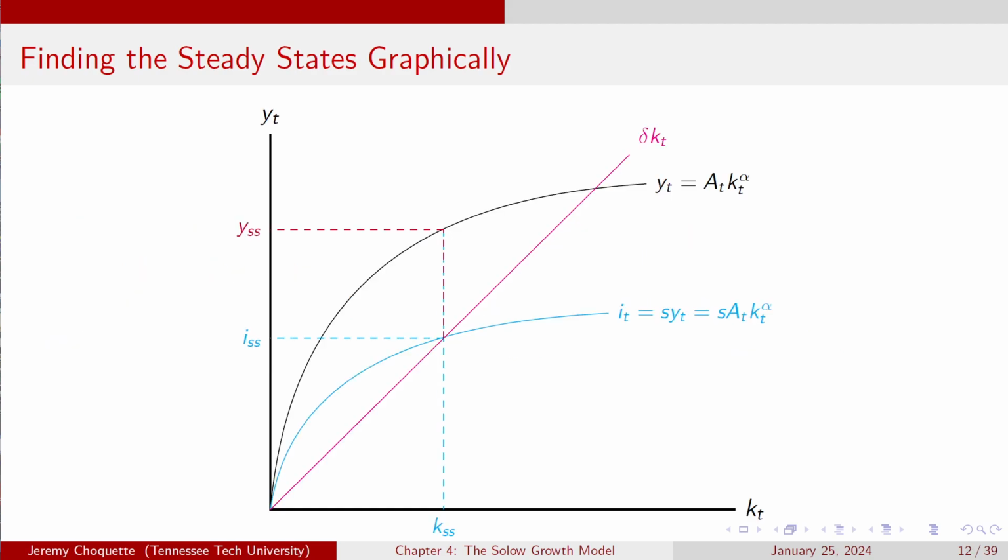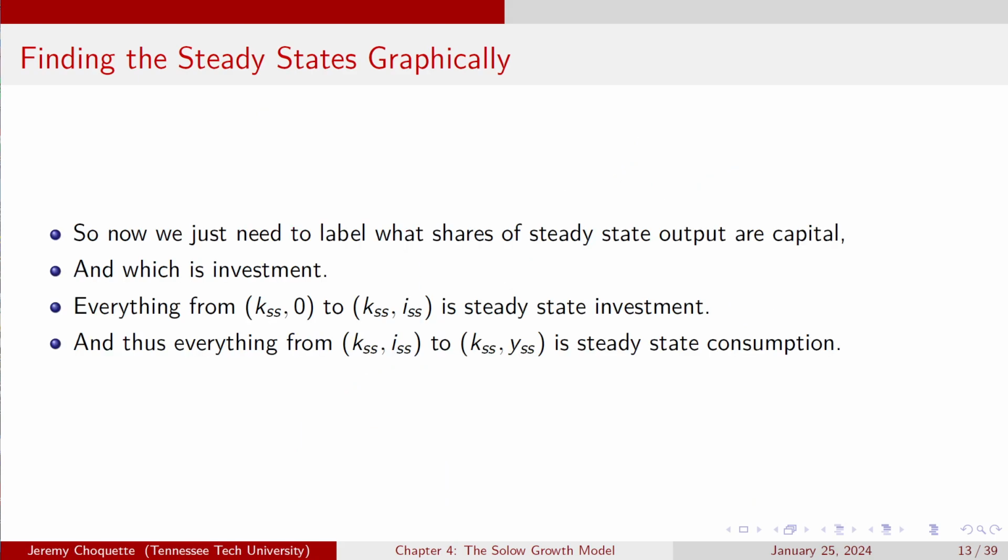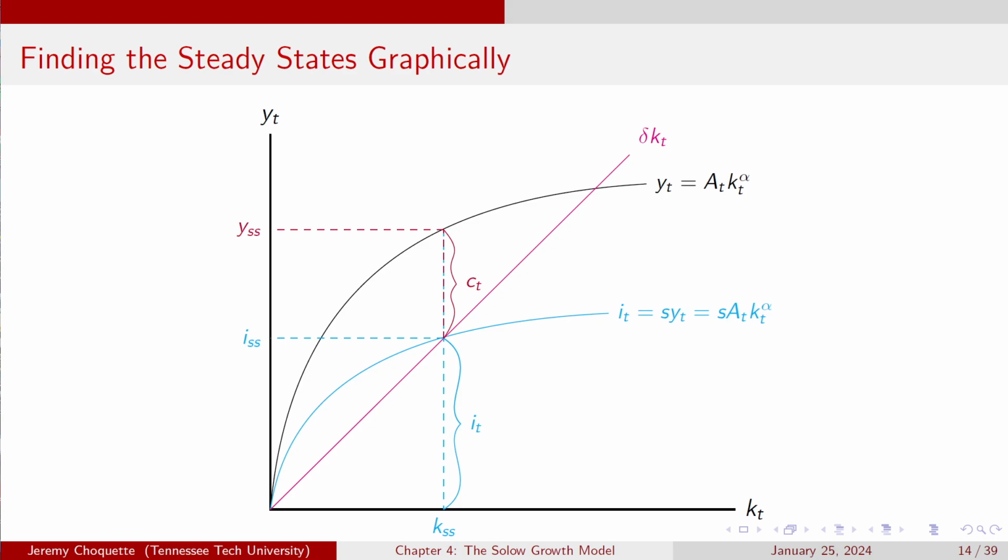And then if you look, you add those two vertical amounts together and you get steady state output. So this is telling me steady state output is split up between steady state consumption and steady state investment, just like that resource constraint was telling us, y equals c plus I. So I just label everything from the k-axis up to that blue curve as investment, and then everything from that blue curve up to the black curve as consumption. And boom, there we go. We have now solved out the Solow model.